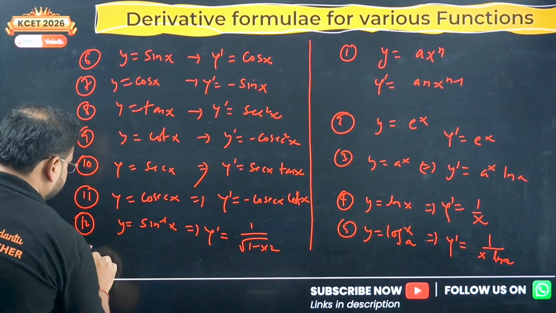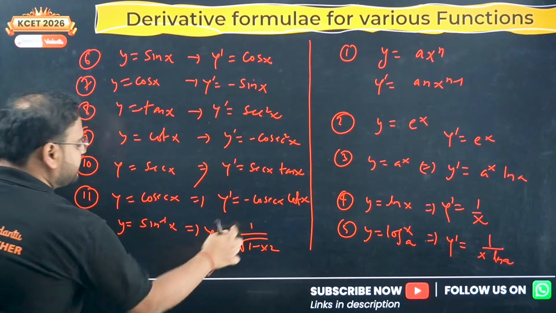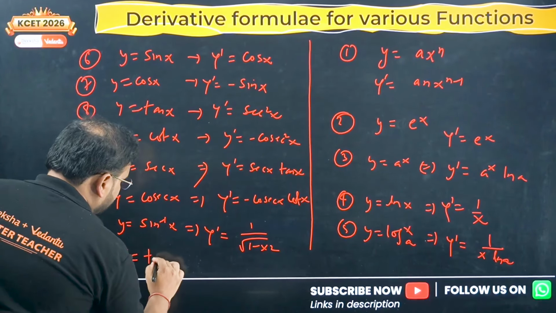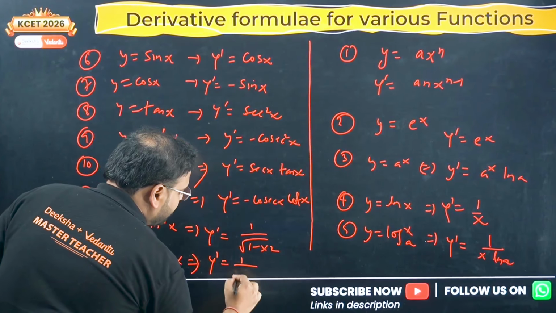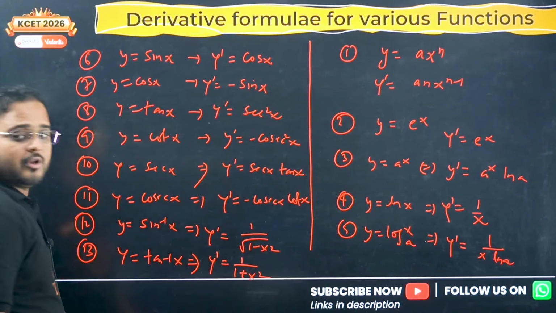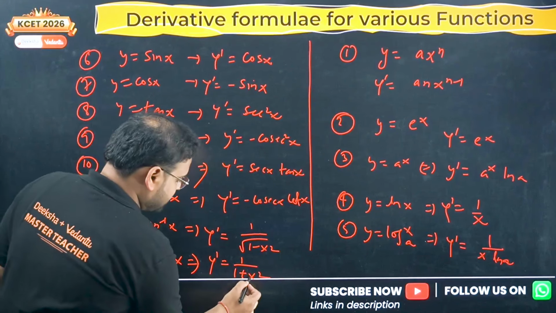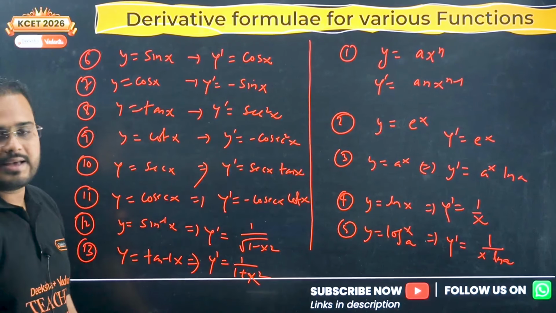If I have cos inverse, it will become simply minus sine, but this is the most important. If I have tan inverse of x, it will become y dash as 1 upon 1 plus x square. 1 upon 1 plus x square. I hope this is clear. 1 upon 1 plus x square.